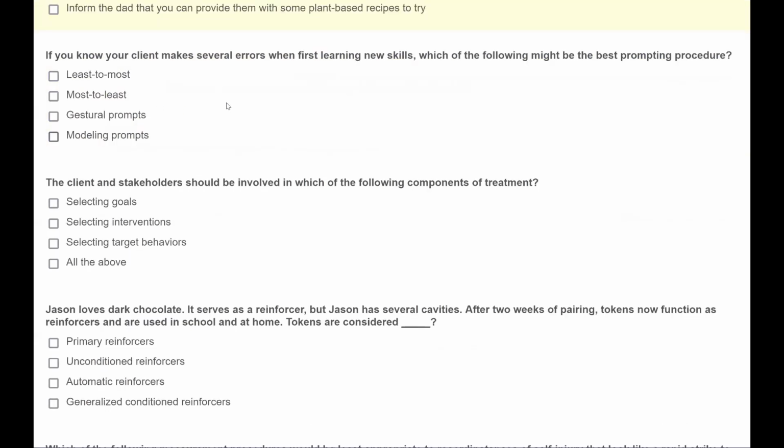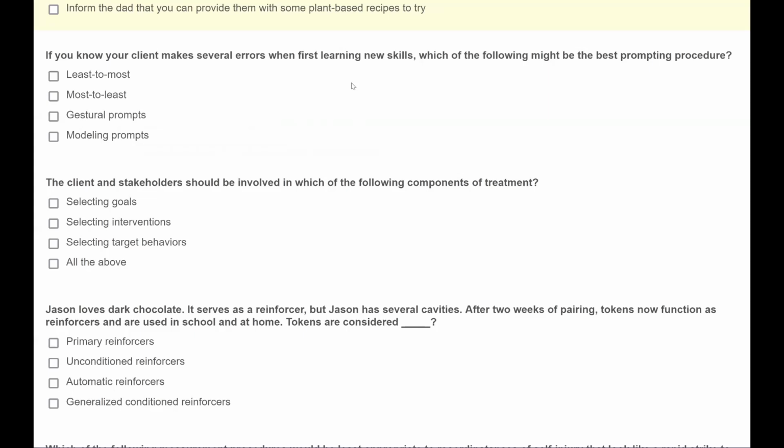If you know your client makes several errors when first learning new skills, which of the following might be the best prompting procedure? Another one, if I covered up the answer choices and I said, your client makes several errors when first learning new skills, how should we prompt? Immediately, I would think errorless learning. I would think physical prompts, right? I would think most to least.